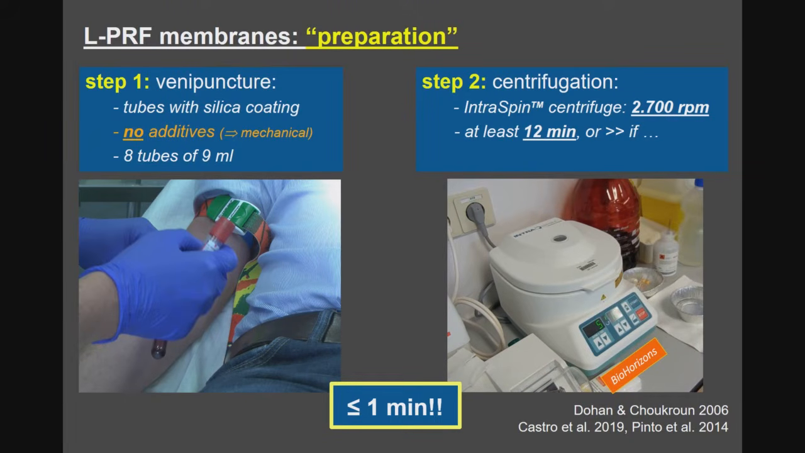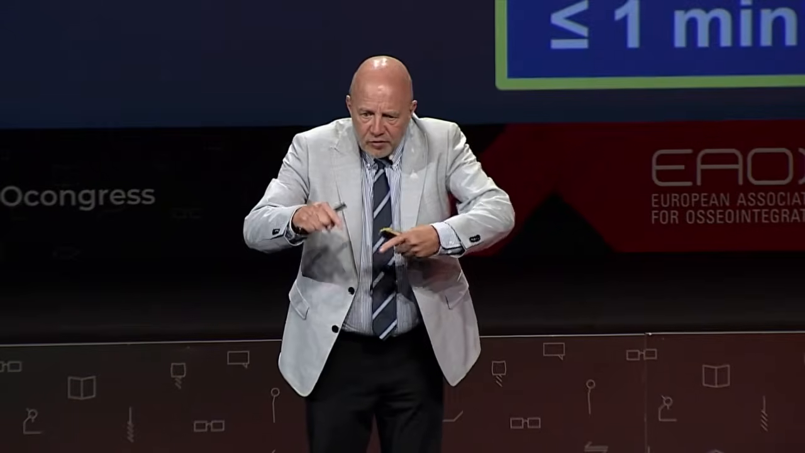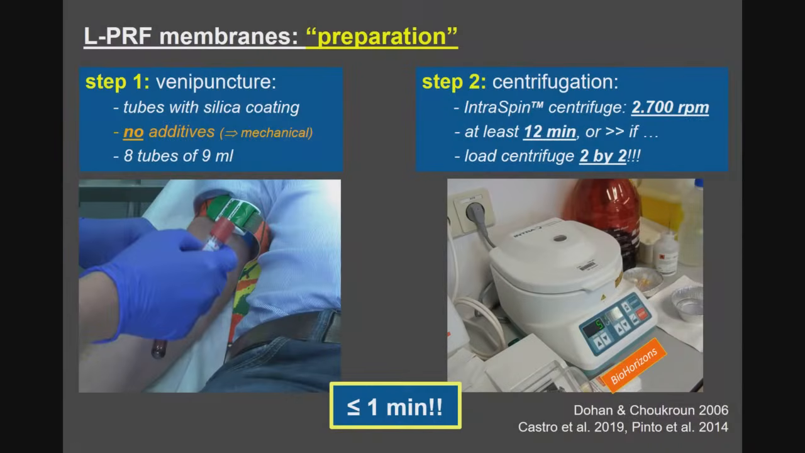Once you have your first 2 tubes, you put them already in the centrifuge, and you start the centrifugation. In the meantime, you take 3 and 4, and when 4 is nearly filled, you stop the device, you add them into the centrifuge, and you start it up again. Same for 5 and 6, and the same for 7 and 8. So you have to load your centrifuge 2 by 2.